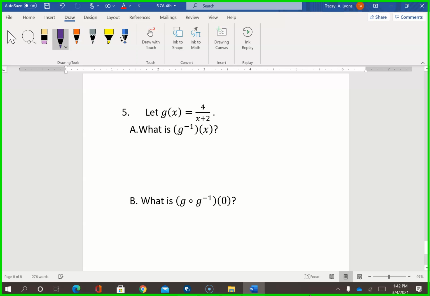Okay, would there be a restriction on this one for the domain? Did we do this one already? We didn't, I don't think. Okay. What's the restriction on this one? X can't equal negative 2. So you'd go x plus 2 equals 0. X would equal negative 2. That's the only one that gives you 0. So your domain this time is all reals, but x cannot equal negative 2.